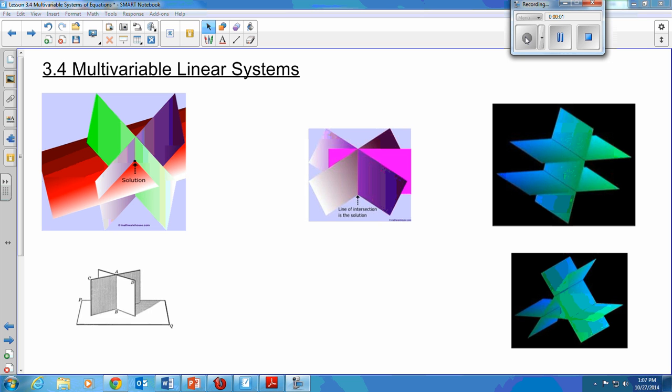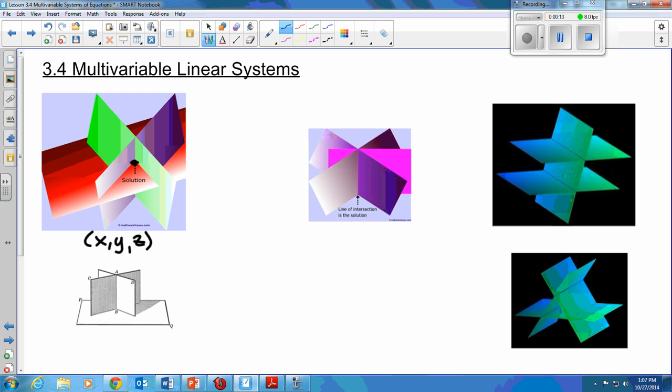In this first picture right here, if I'm looking at the planes that crisscross and one slices through the middle, there's one and only one point that all three of these planes share. So it will have one solution. There's one solution to this system, and it is an x, y, z triple.